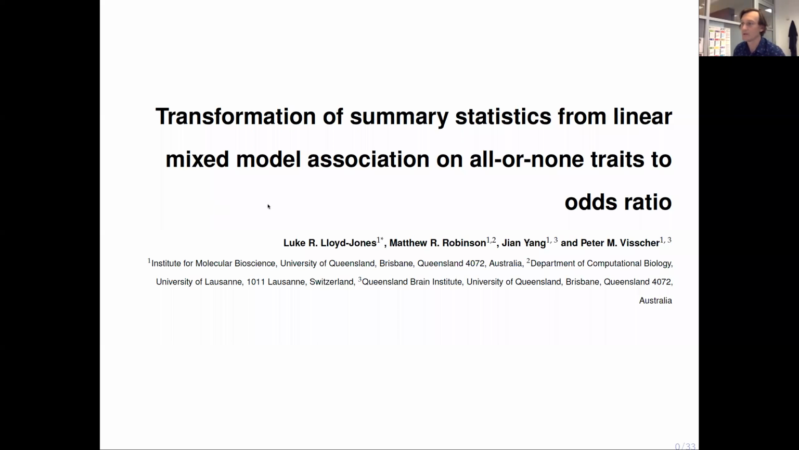And so today I'm going to be talking about transformations of summary statistics from linear mixed model association on all or none traits to the odds ratio. If you're wondering why I used the phrase all or none, that's a tip of the hat to some papers published back in the 70s by Robertson, where they were looking at the liability threshold model and studying all or none traits. So I thought I'd put that in the title as a little bit of a historical mark.